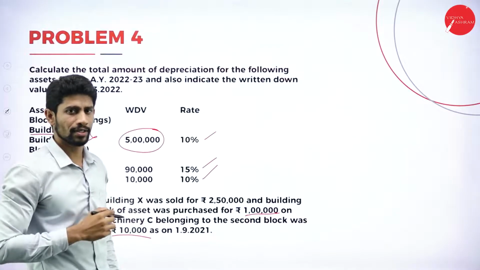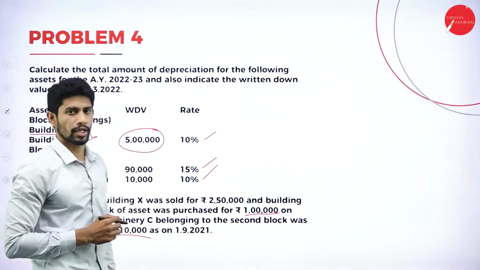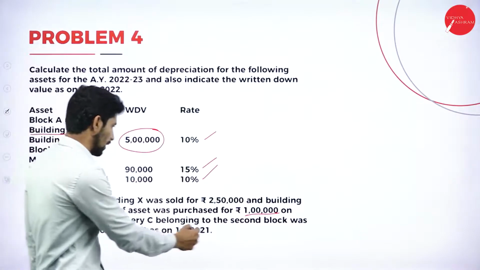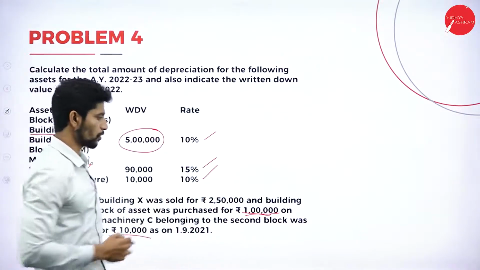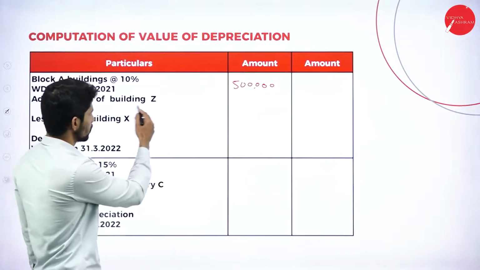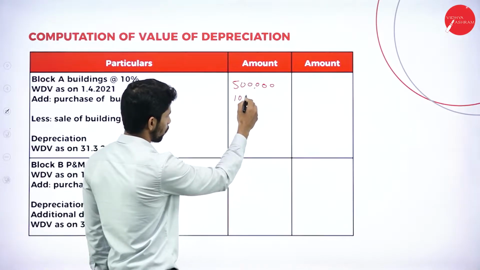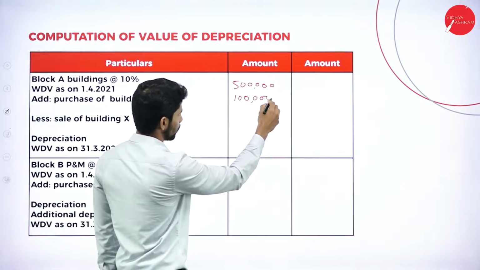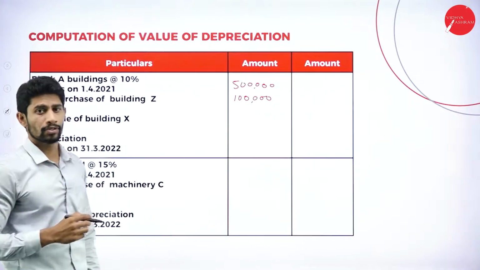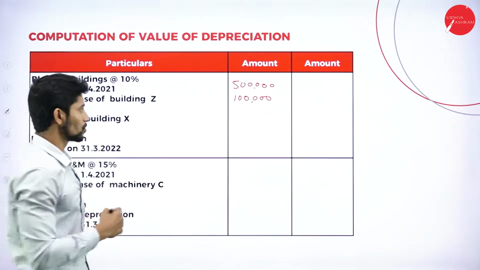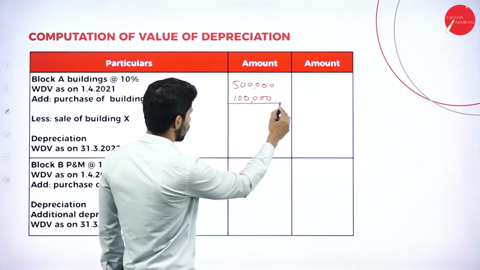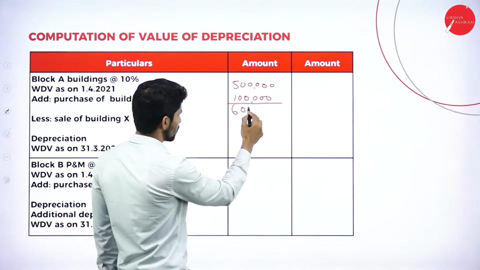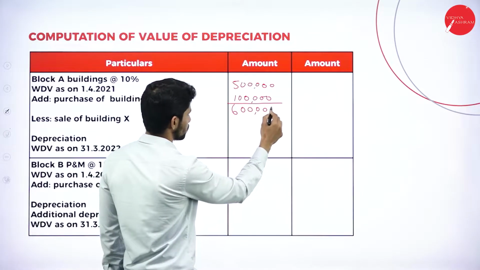Yes, in the previous year, building Z was purchased for rupees 1 lakh. So now write down the value here, rupees 1 lakh. So only one building is purchased, that is building Z. So total the value, how much will you get? You will get 6 lakhs.